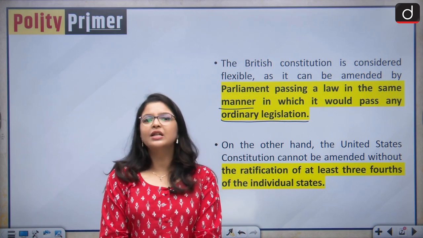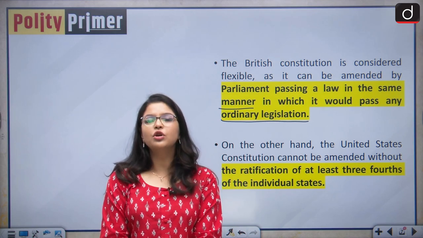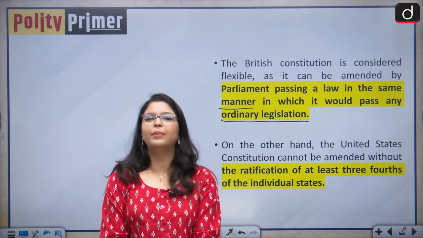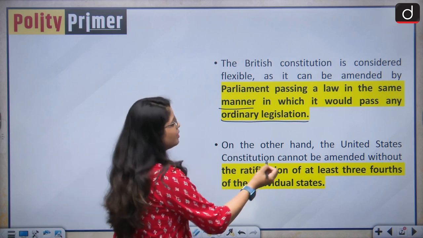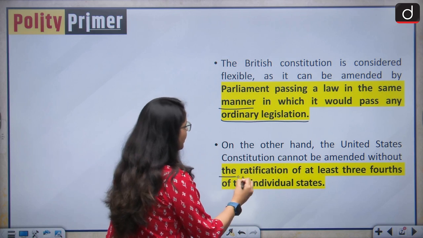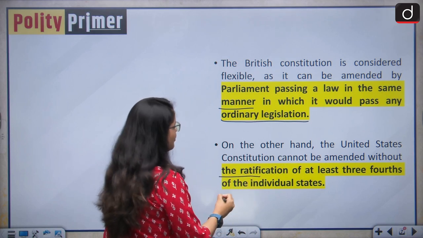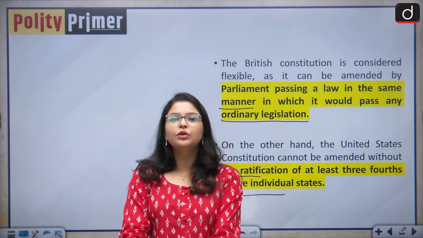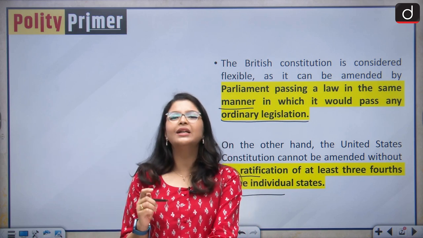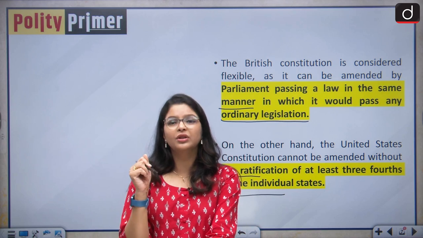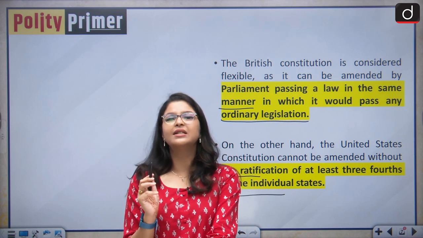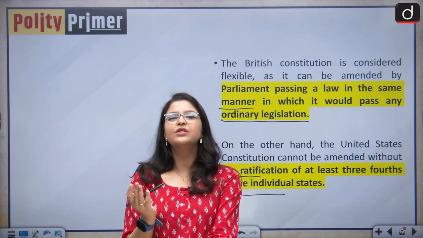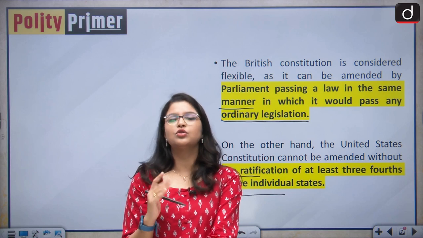But this is not the case with the US Constitution. The US Constitution is very rigid to amend. It cannot be amended without the ratification of at least 3/4 of the individual states. So, to amend the US Constitution, you require the ratification by 3/4 of the individual states. That is why we say it is very rigid to amend the US Constitution.